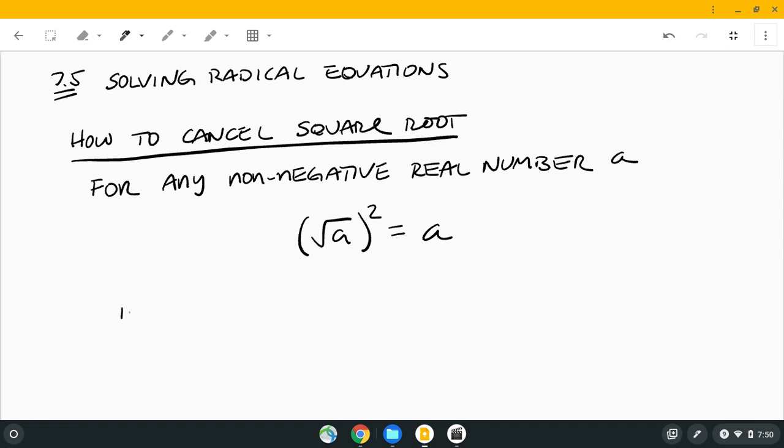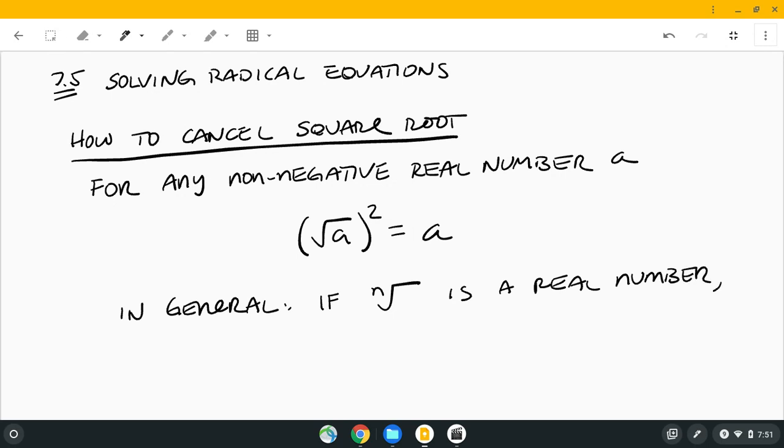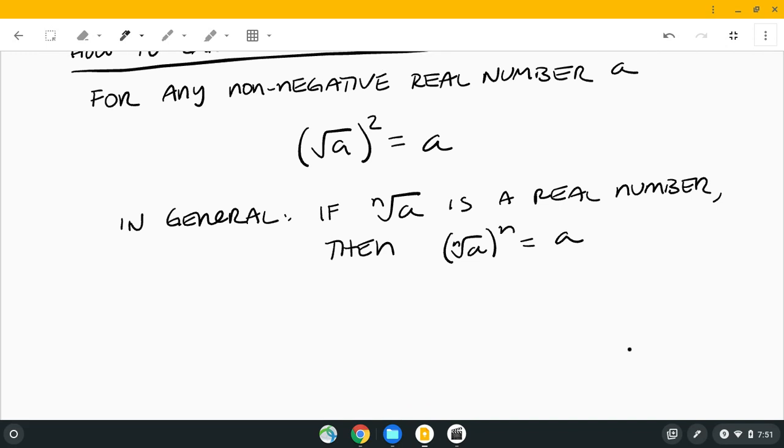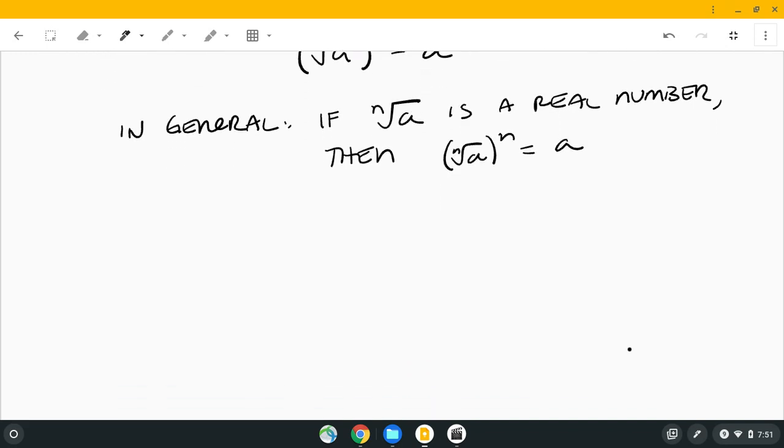Okay? So in general, if you don't have the square root, if you have the nth root, like cube root or fourth root or fifth root, and this is a real number a, then if you raise this to the nth power, the power and the root will cancel out and you will have a.